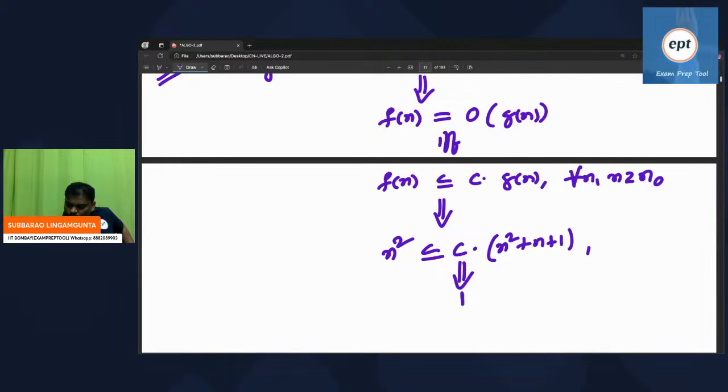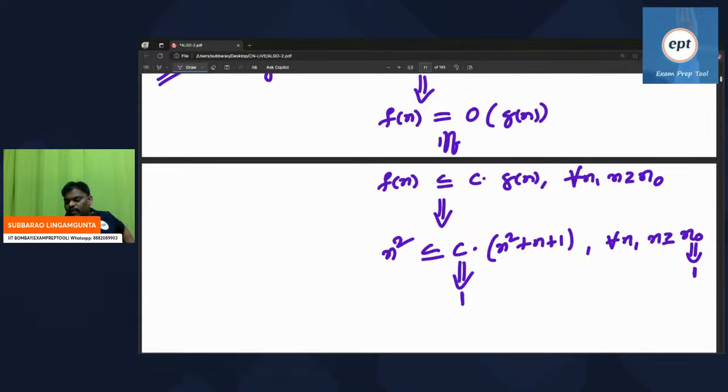So for all n, where n is greater than or equal to n0. Remember, this n0 is the starting n value from where this will work. Remember, the minimum n0 is 1. From 1 onwards you can try. Let me try: is 1 working?